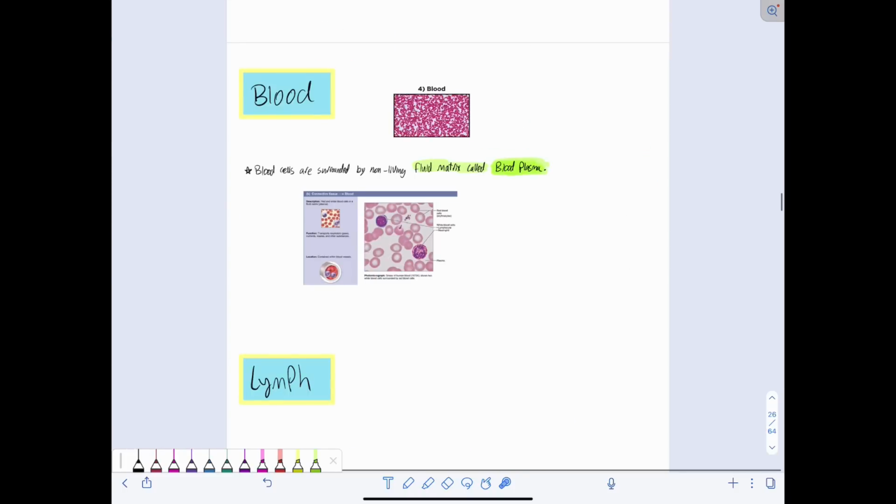Okay, next one is blood. This falls into fluid connective tissues. It's blood, and blood is just blood, right? So it's made up of white blood cells, red blood cells, platelets, all these guys. And it's surrounded by non-living fluid matrix, which is called blood plasma, or plasma, when we talk about this.